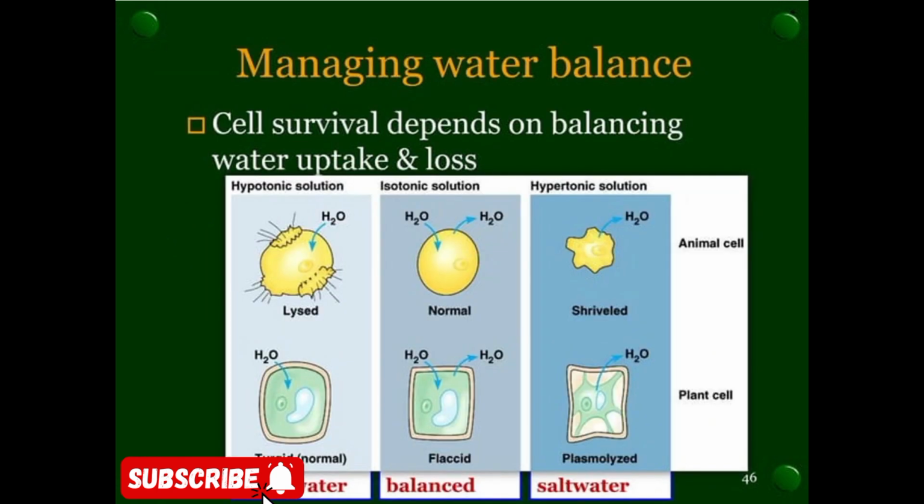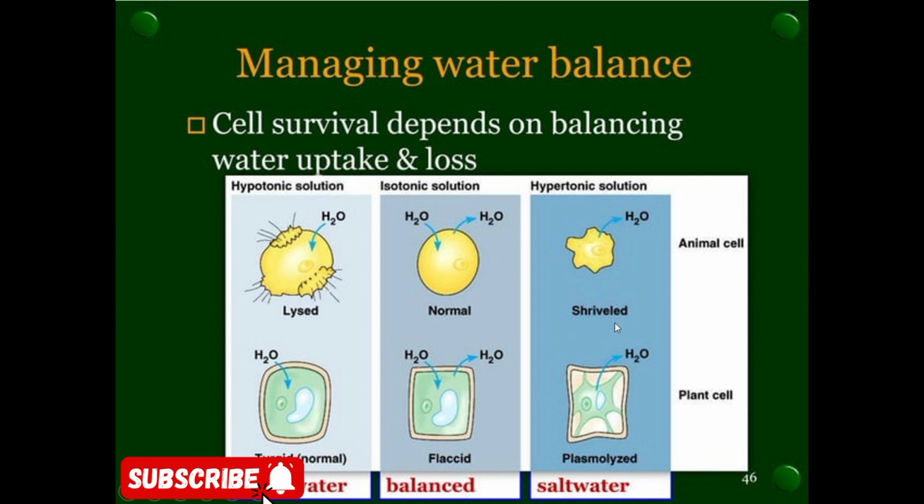Then if we place the cells in three types of solution: hypotonic solution, isotonic solution and hypertonic solution. In hypotonic solution, the water moves from the environment into the cell and the cell will become turgid. In isotonic solution, the solution within the cell as well as outside the cell is the same. If, for example, two water molecules enter the cell and two water molecules leave the cell, then this type of solution is known as isotonic and the cell will be known as flaccid.